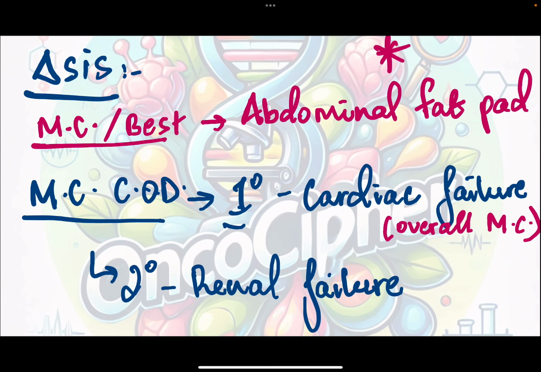So, this was all about amyloidosis. It's a very important topic. Keep revising and keep studying.